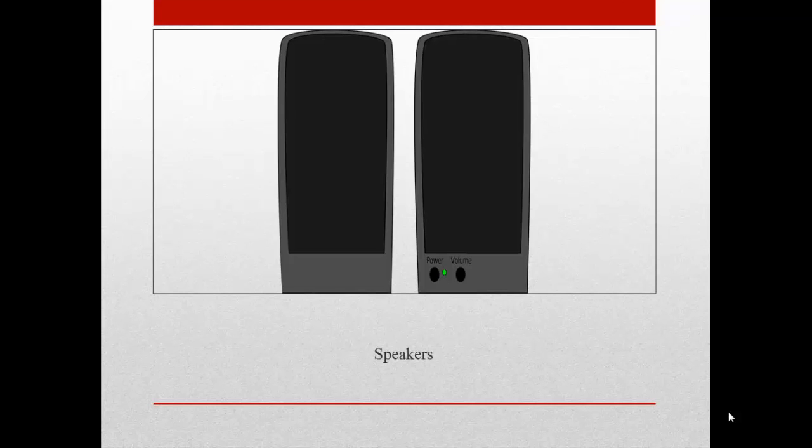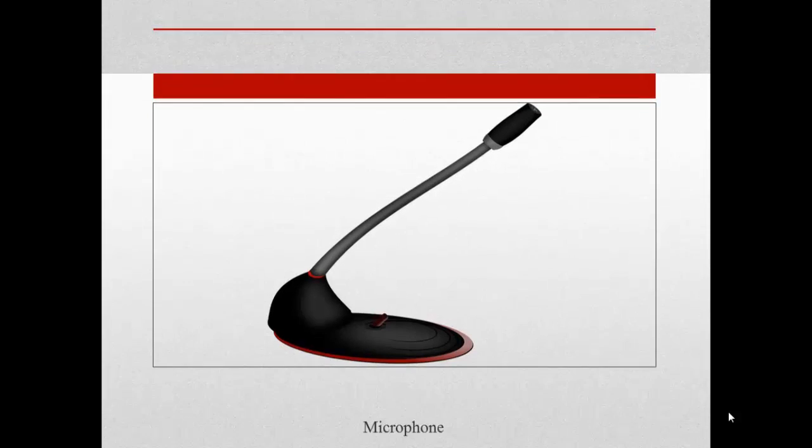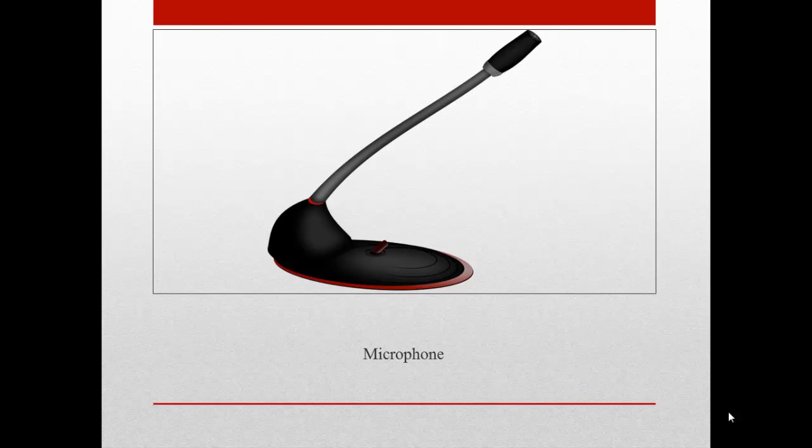This is an image of the speakers for a computer. They function just like any other set of speakers. Some computers have built-in or attached speakers and therefore will not have a separate set of speakers. This is the microphone and can attach to the computer. This is also an input device. A microphone can be built into some computers or may be attached with a headset or with earbuds.